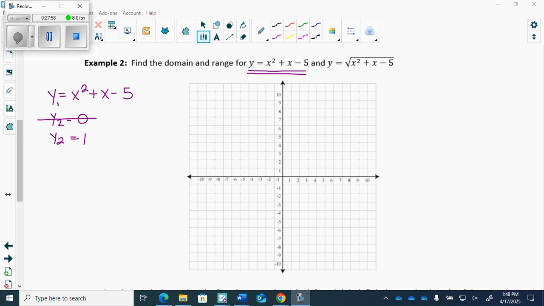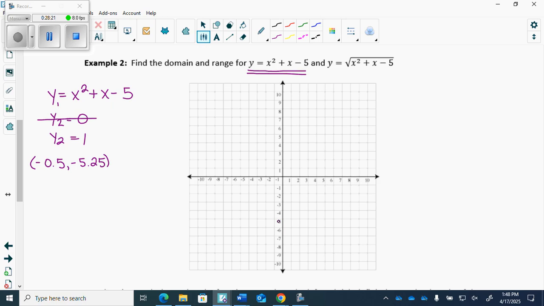I get a minimum at, so this is my original, at negative 0.5, comma, negative 5.25. So that's my minimum. So it's here. Okay. Then I can pull any other values I want off the table.